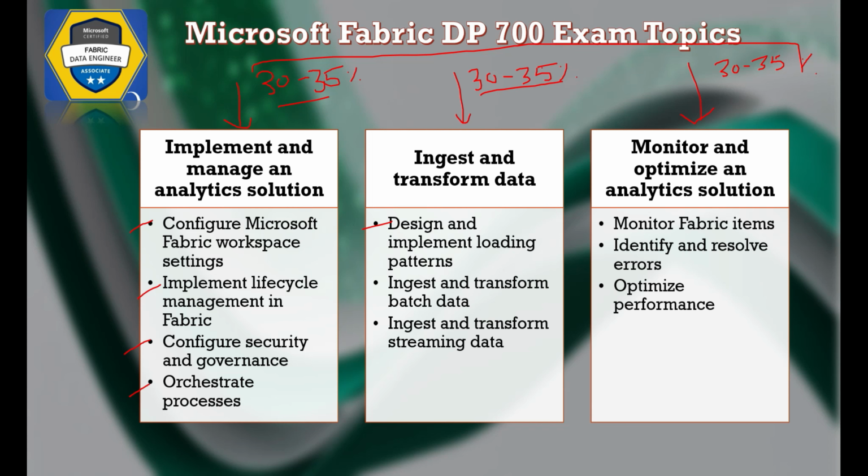So this is interesting, because here streaming data is given equal importance when it comes to Fabric, whether it is in designing, in ingestion, or in optimization. Everywhere they are covering some part of streaming data, or giving some weightage to streaming data. Now if you come to ingest and transform batch data, there are many things when it comes to transformation.